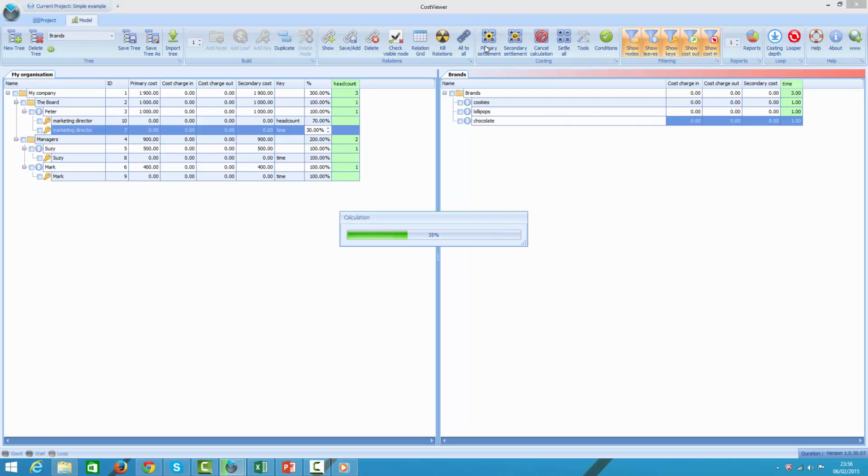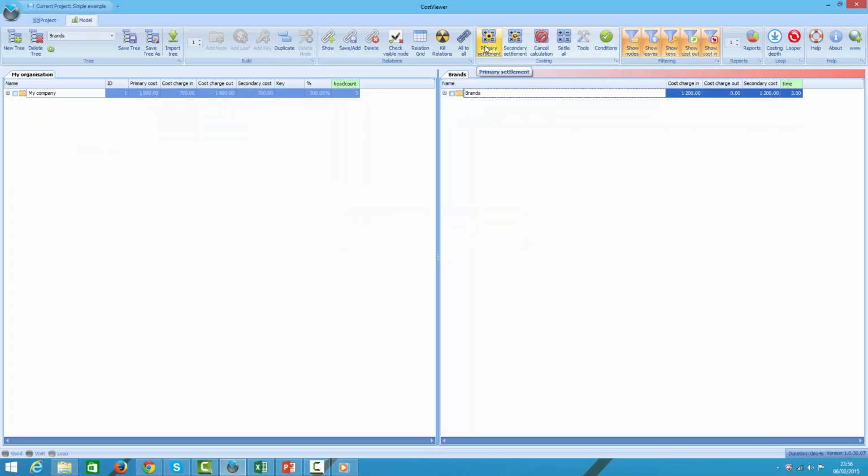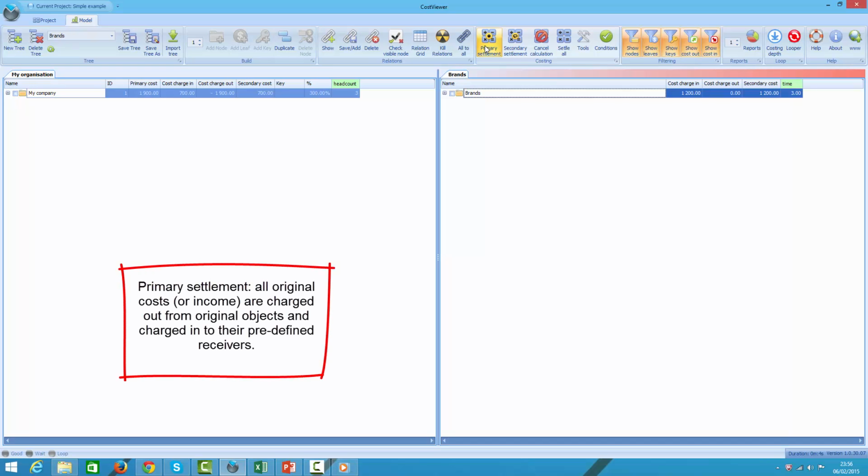So what is primary settlement? It's a first cycle of allocation during which all original objects' costs or income are charged out and then charged in to their respective predefined receivers.